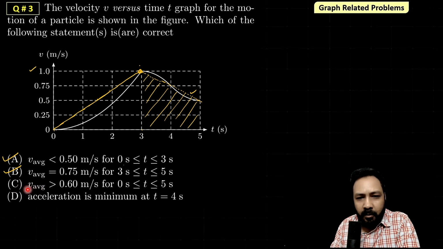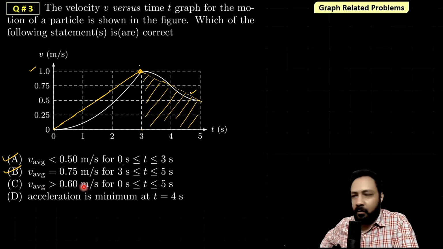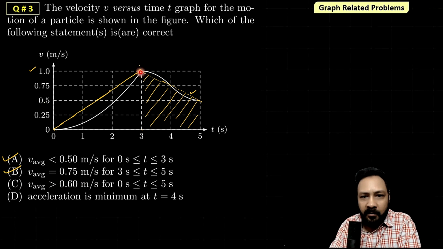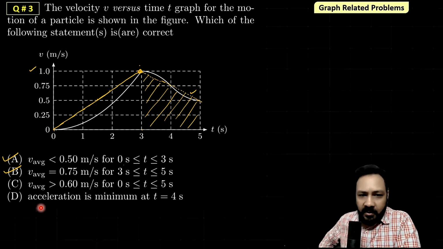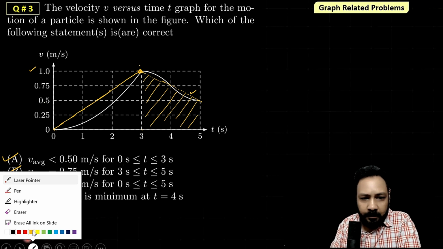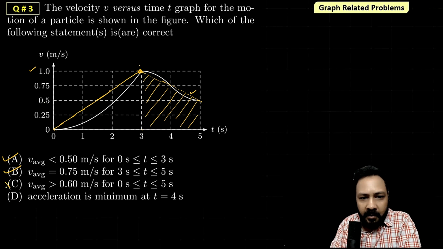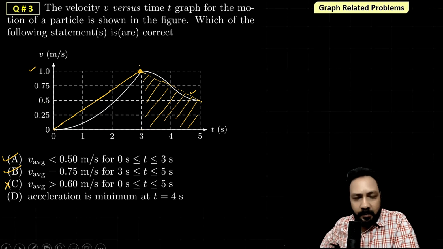Now let's see option C. We can immediately disregard this option because it is saying that between 0 to 5 seconds the average velocity is more than 0.6. More than 0.6 can be a very large number also. But since the upper limit of the velocity is 1, the average velocity would obviously be less than 1. And they are saying it is greater than 0.6, which could be so many numbers. So that is not possible. If it was written less than 0.6, I would have explored.